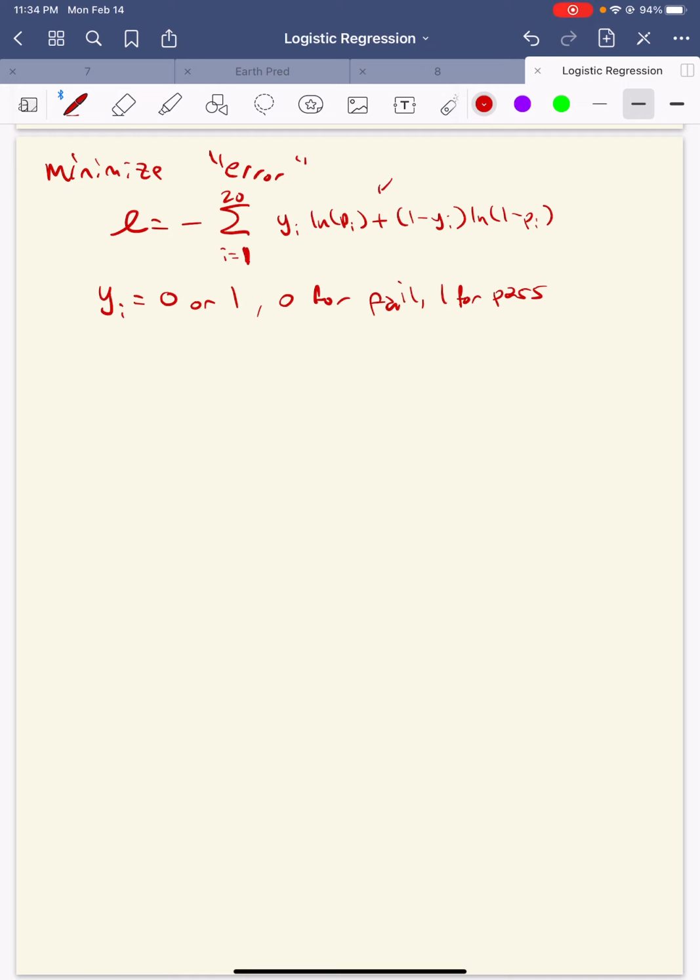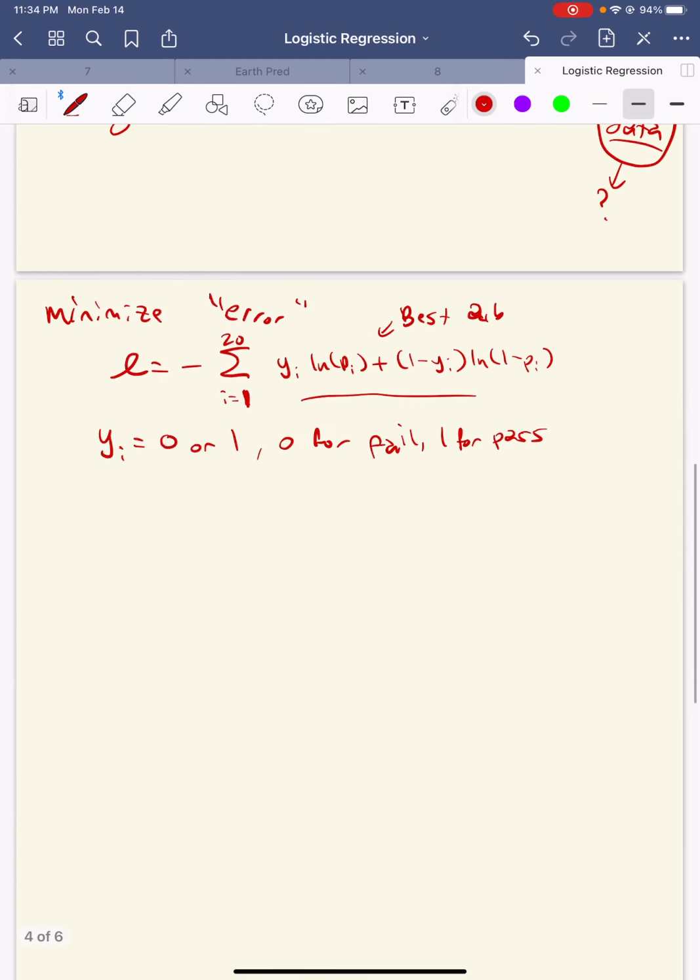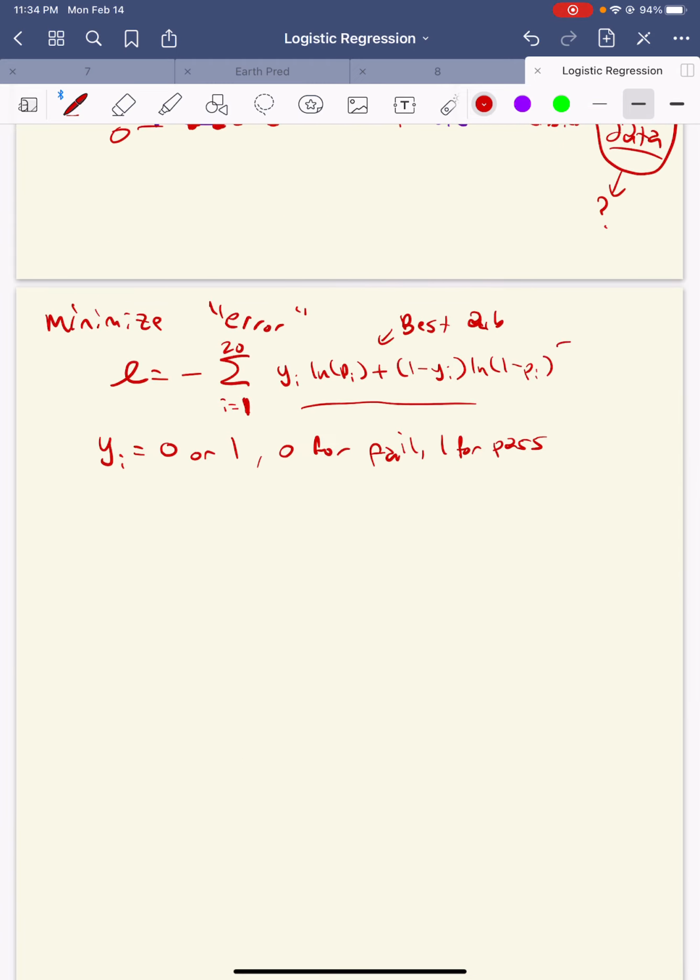So we're going to find the best A and B such that this function gets minimized. And where we get this from, you don't need to worry about. If you're interested in the statistics, we're solving for maximum log likelihood. And so this is the negative of the log likelihood. So it's the same as minimizing the negative of the log likelihood.